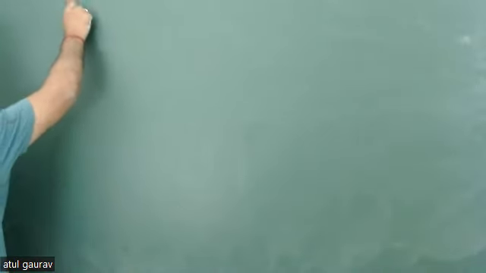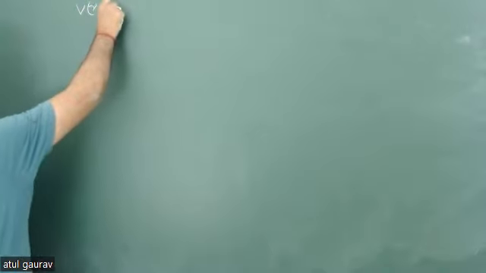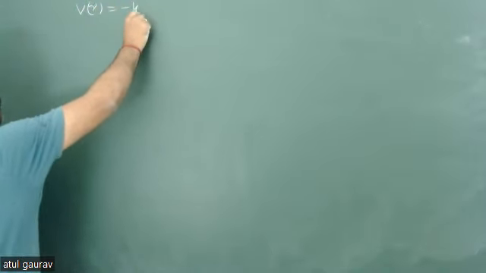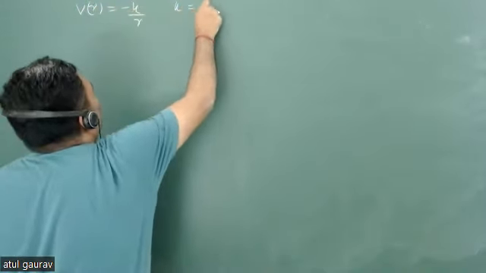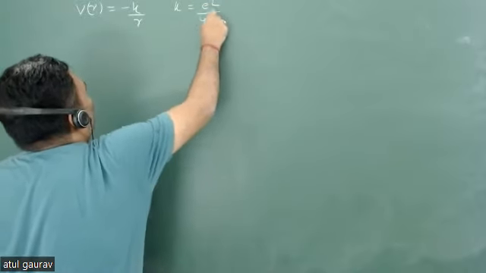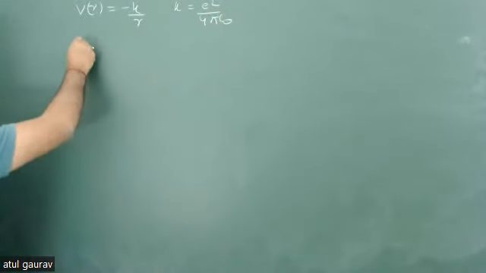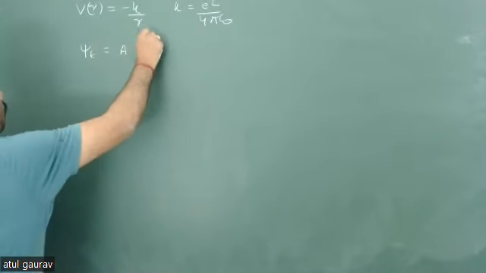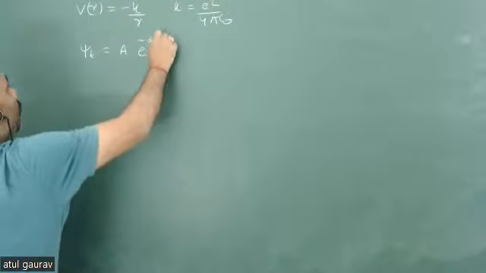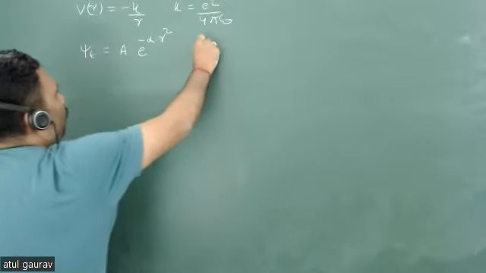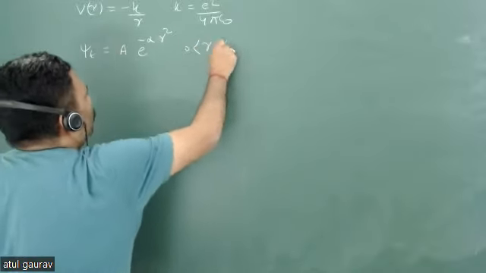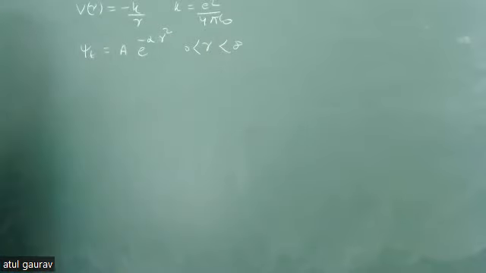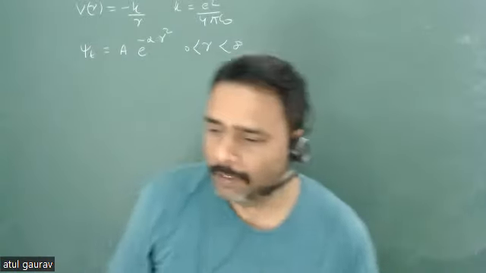So let's go for the potential for the hydrogen atom, which is minus k by r, where k, you know, is e square by 4 pi epsilon naught. And what is your trial wave function? Your trial wave function is a e to the power minus alpha r square, where r is between 0 to infinity. Now, what should be the value of a here?